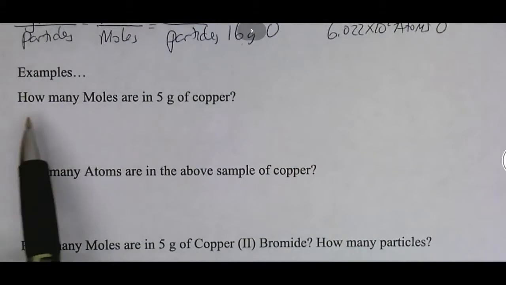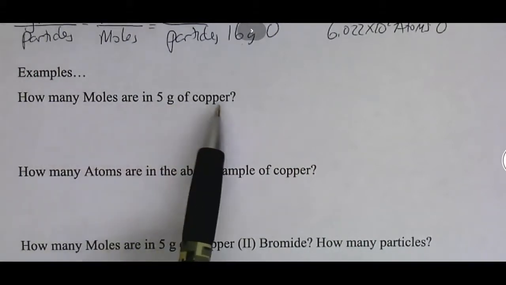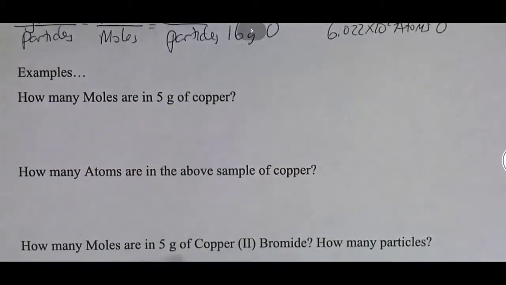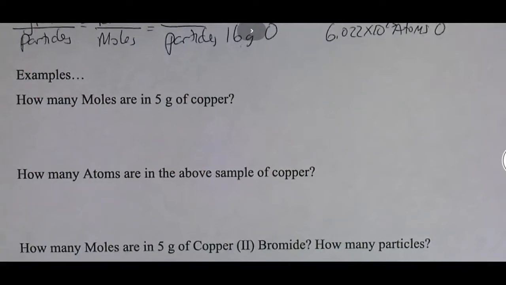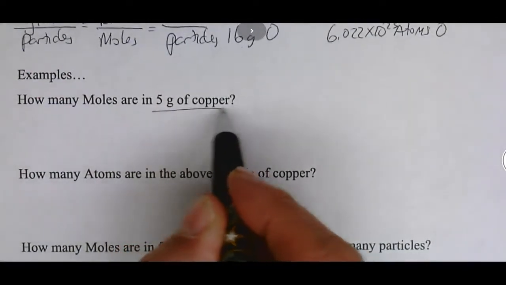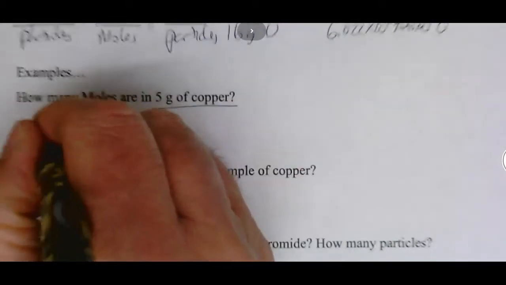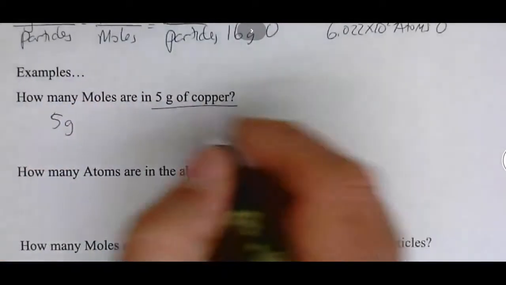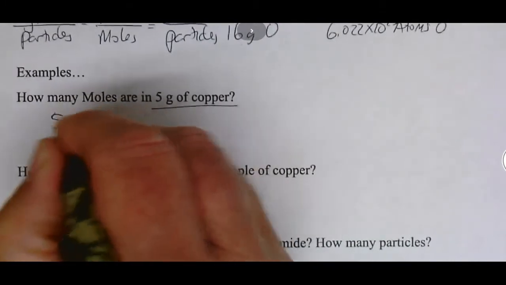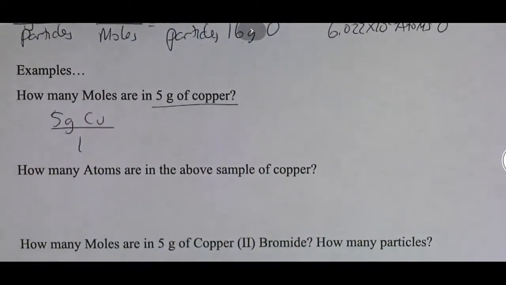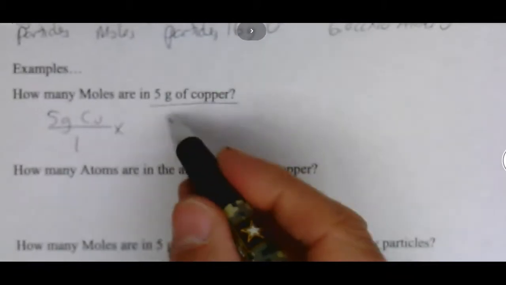Okay. So this one says how many moles are in 5 grams of copper. So let me pause this, get my periodic table, and we'll start. Okay, so the question here is how many moles are in 5 grams of copper. So you take what you're given. This is going to be some dimensional analysis or factor label. And we write that as a fraction. 5 grams copper, Cu. And then we're going to want to end up with moles.